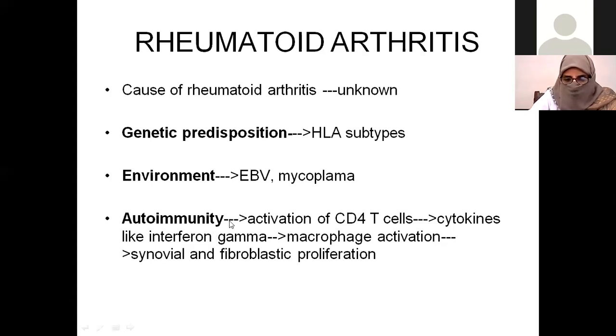Okay, so the autoimmunity activate होती है. Basically यहाँ पे किन cells का role है? It is the activation of CD4 cells. Once these CD4 cells are activated, they secrete cytokines like interferon gamma. And what does this interferon gamma, which is secreted by the CD4 cells, activate? It causes macrophage activation. And as a result of macrophage activation, different growth factors are released and process of phagocytosis starts, and there is a proliferation of synovial and fibroblastic proliferation.